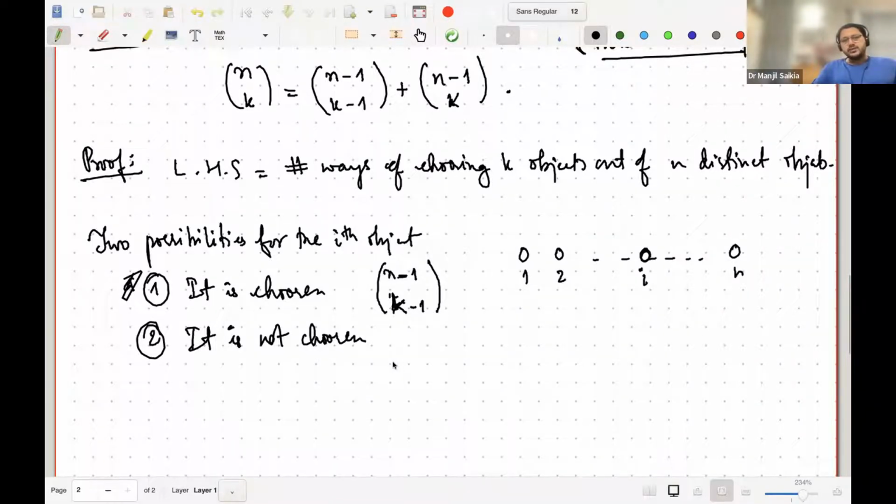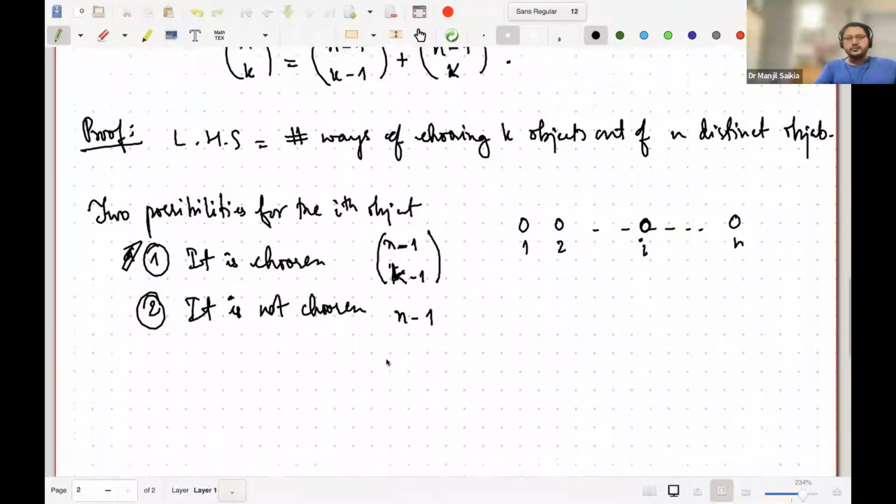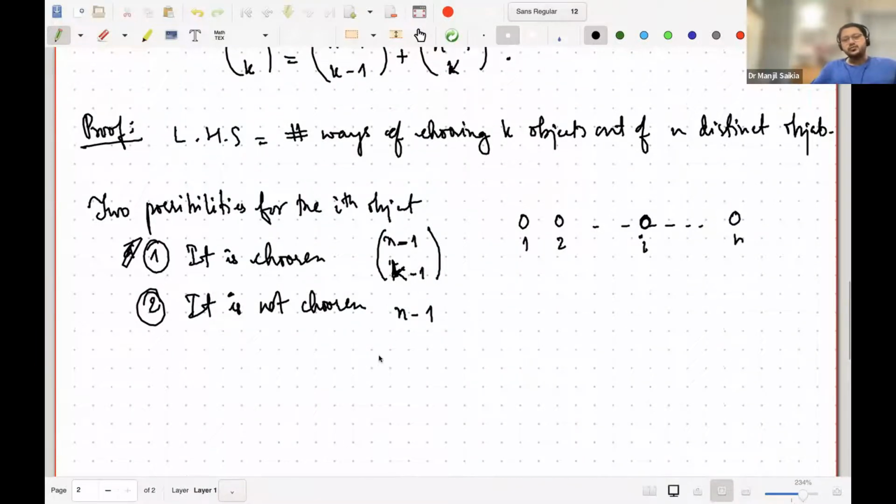Now, if the ith object is not chosen, then we have n-1 objects remaining. We remove the ith object, and out of them we have to choose k objects. This is given by n-1 choose k.